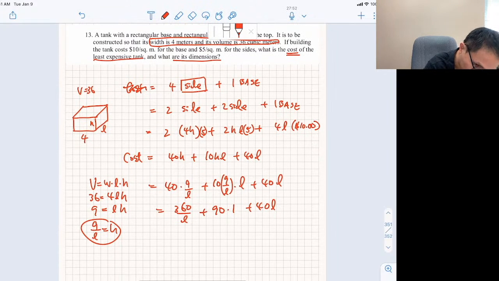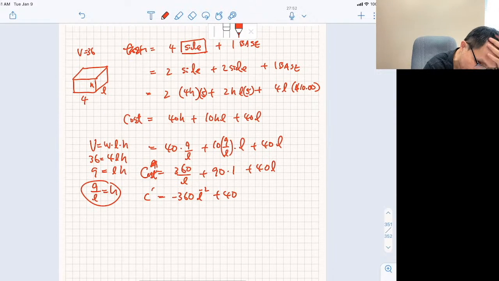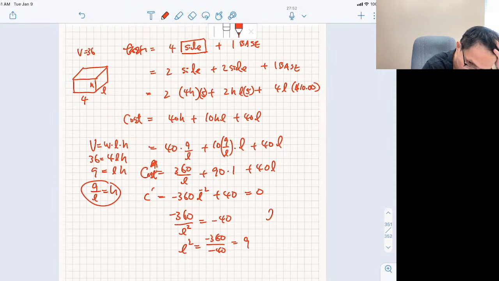Now I'm going to take the derivative of the cost. So C prime is equal to minus 360 times L to the negative 2, plus 40, and that's equal to 0. So minus 360 over L squared is equal to negative 40. So L squared is equal to negative 360 over negative 40, which is equal to 9. L is equal to 3.